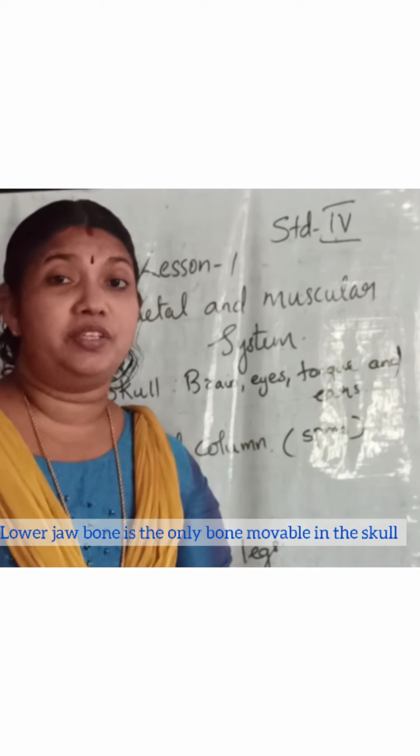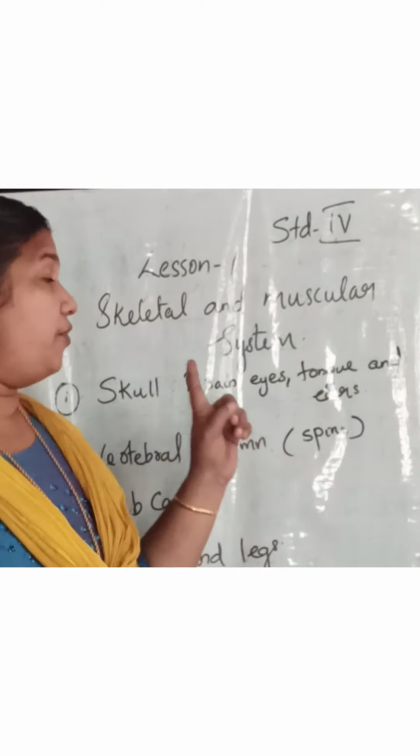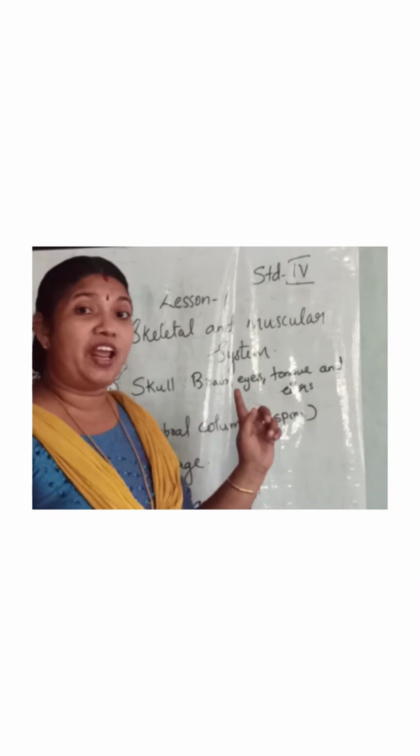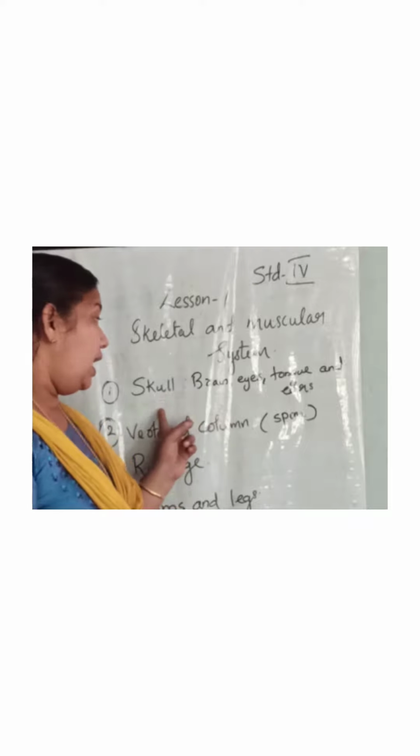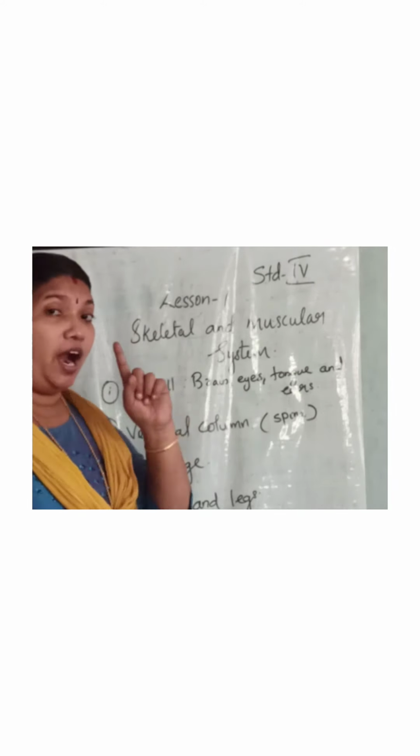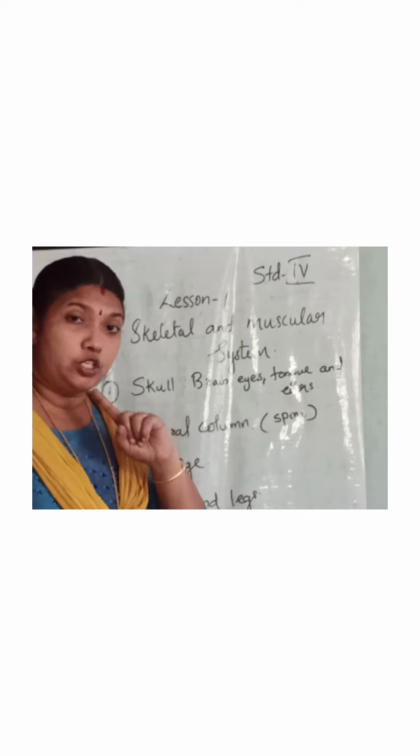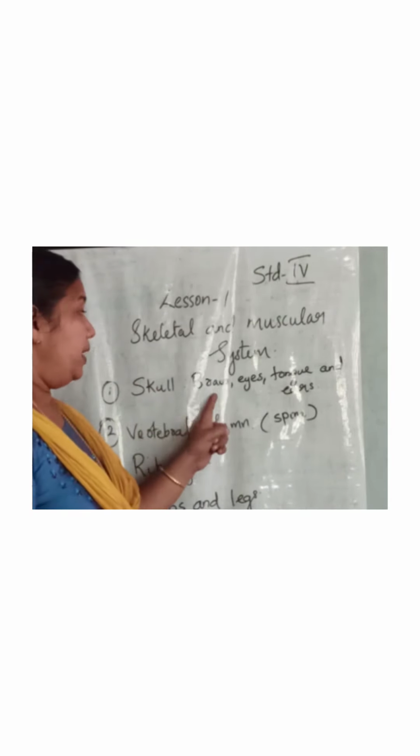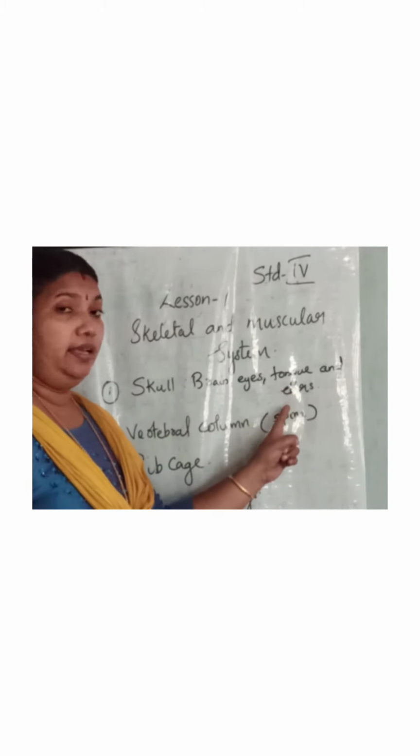What are the functions of the skull? The skull protects our brain, eyes, tongue and ears. The bony framework of the head is known as the skull, and the skull consists of immovable bones. Only one bone is movable, the lower jawbone. And what is the function of the skull? The skull protects the brain, eyes, tongue and ears.